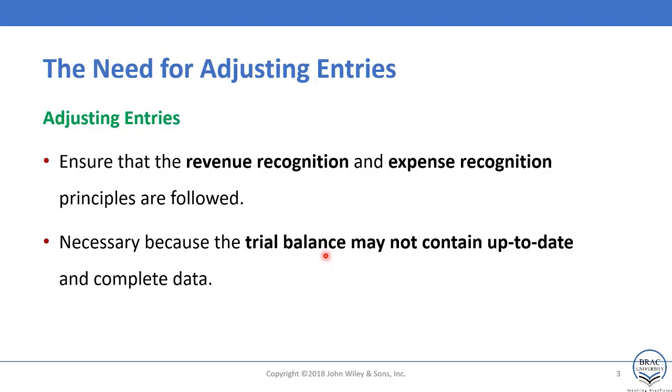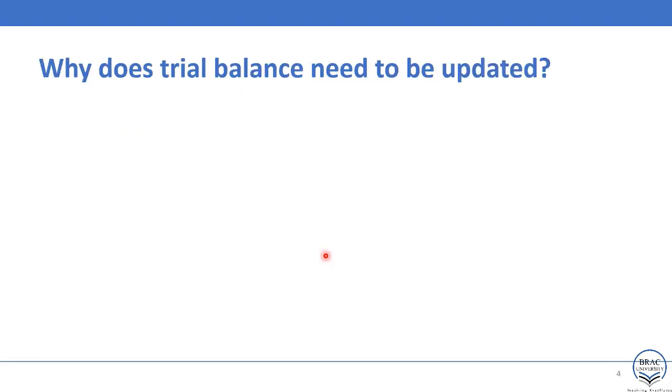How? I'll just explain very briefly here, and in the following videos I'll explain that in detail. Okay? So just think about, why does the trial balance need to be updated? Because it's not updated, right? Why is it not updated? Just think about a particular example. You'll be very clear about that.